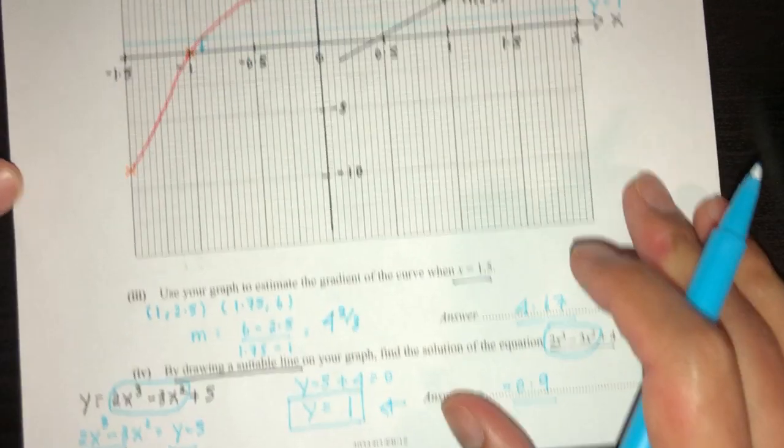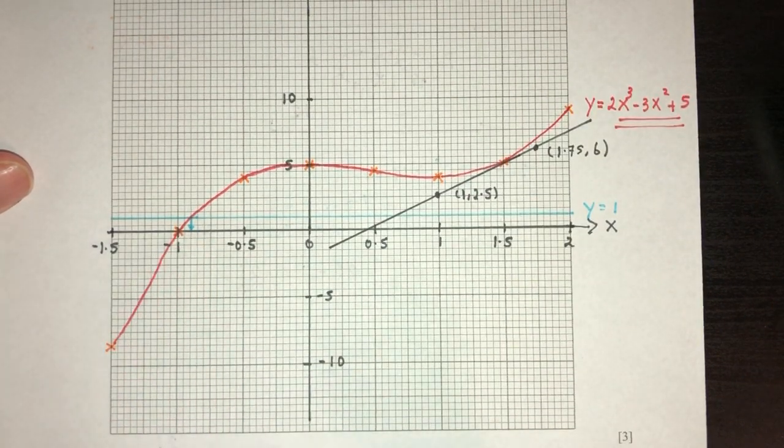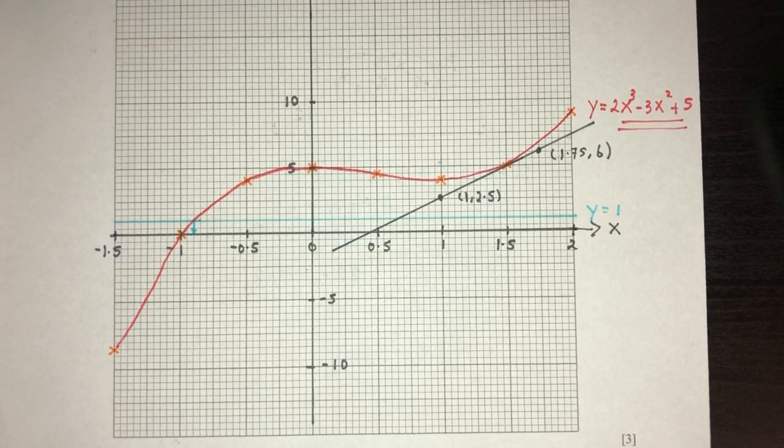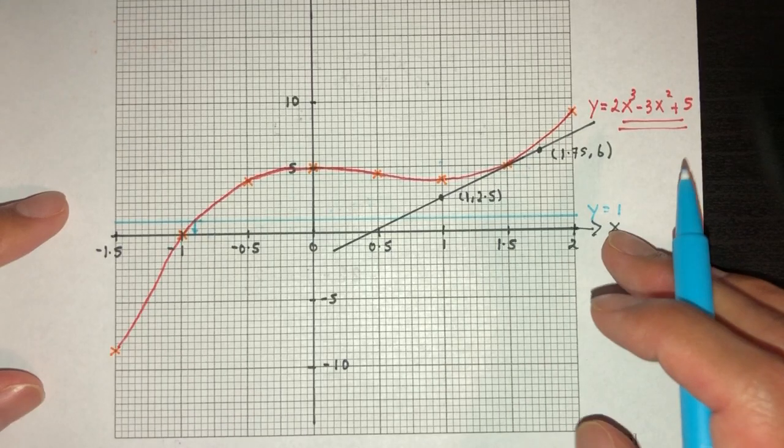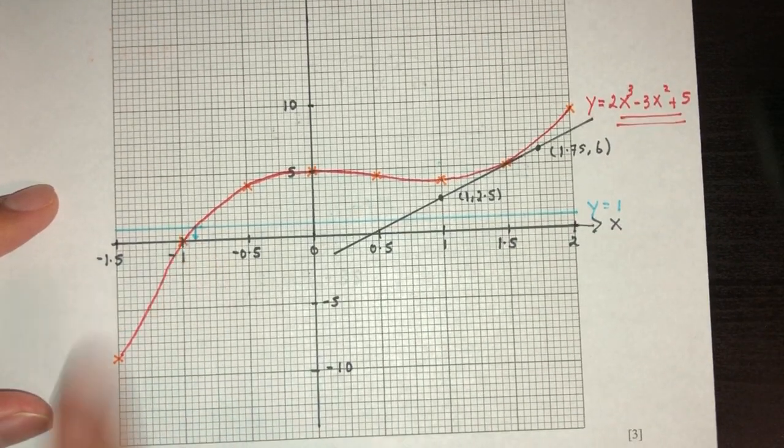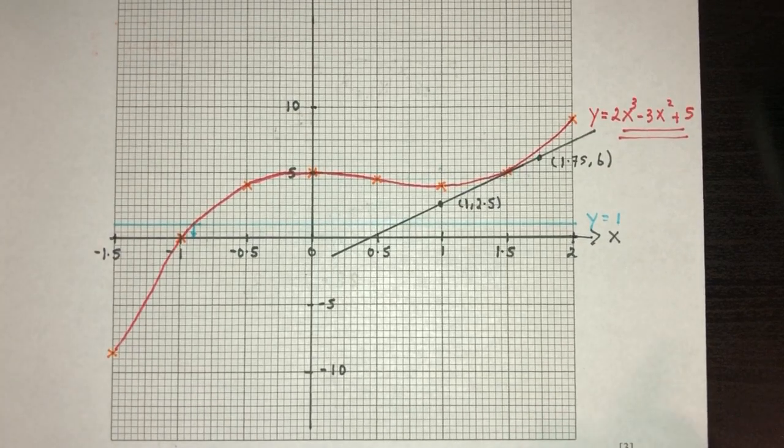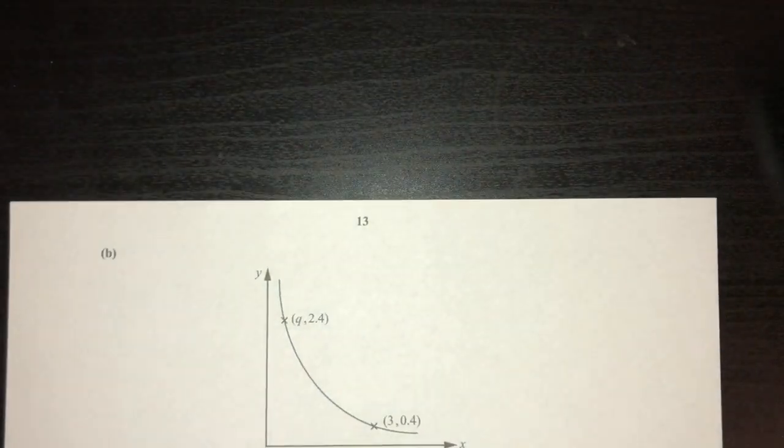According to my graph, but your answer may be different, it should be somewhere around here as well for the value of x. It will be the point of intersection of that line and your curve. So you have to show that for your marks. Now let's move on to part B of the question.